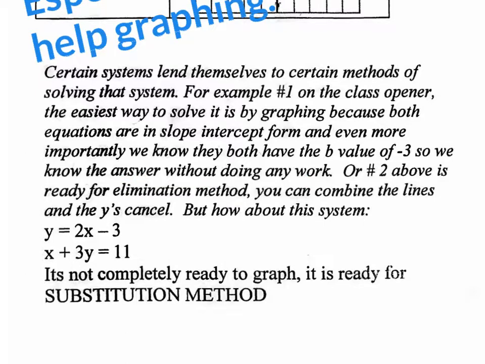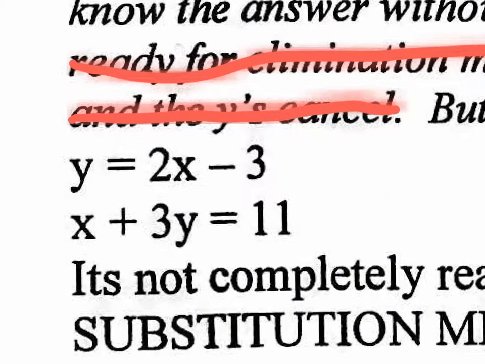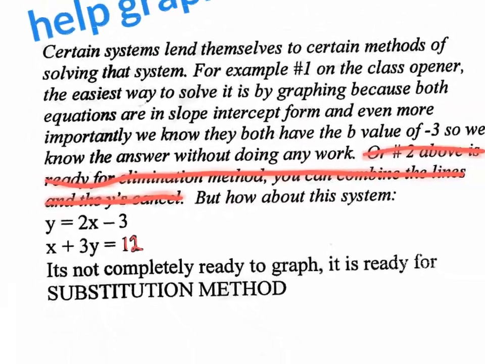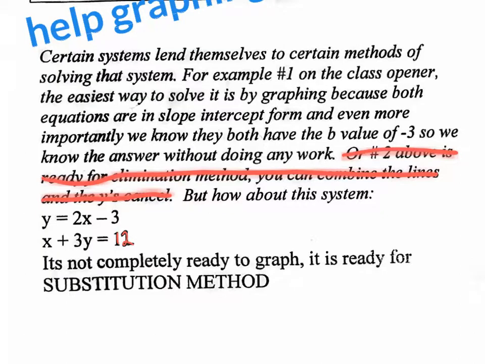Now, I do apologize. There are actually a couple of typos on this page of notes. I'm sorry. So let's start by crossing this out. Or number 2 above. There is no number 2 above. So let's just completely disregard this. And not only that, this system right here, that should be a 12, not an 11. I apologize. So that's another mistake. It should say equals 12. Anyway, let's go back to this. Let's pretend that what I scratched out is not there, and let's continue.